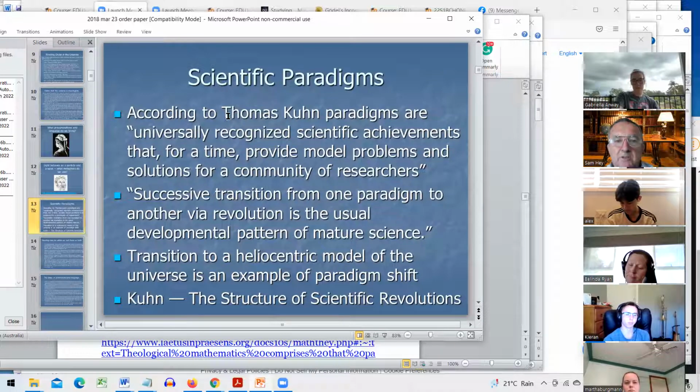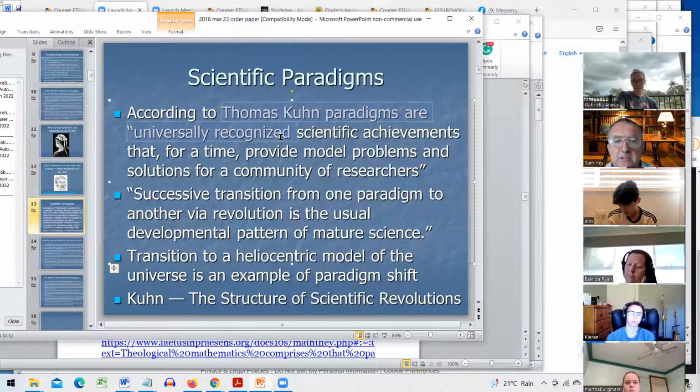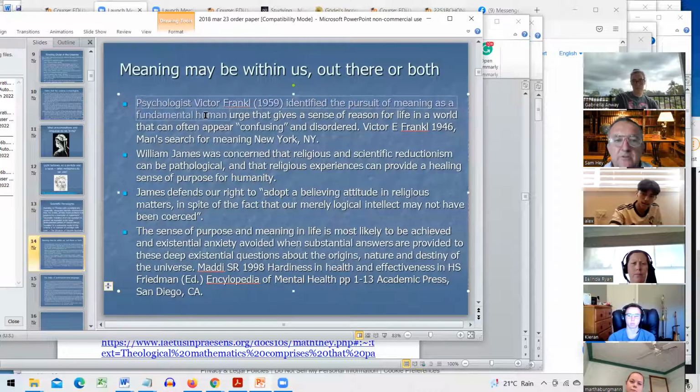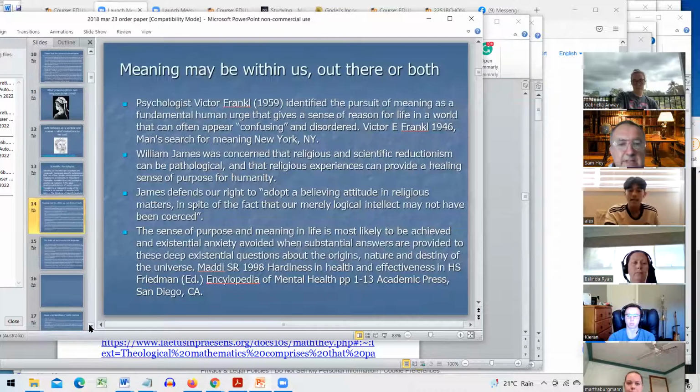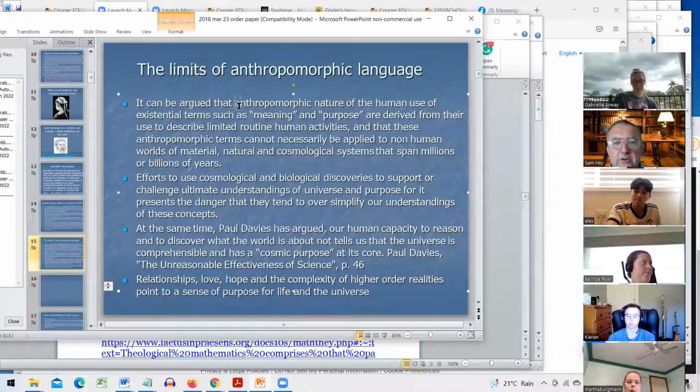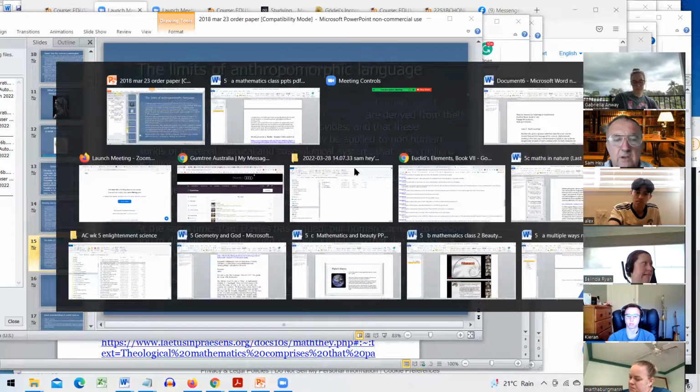So scientific paradigms, Thomas Kuhn said that paradigms are universally recognized. They provide models for communities of researchers. So it's worldview, it's the way in which we look at the world. Psychologist Viktor Frankl identified the pursuit of meaning as a human urge that challenges us to make sense of the universe in which we live. And the anthropic nature of meaning and purpose is the way we see it, but we would say that it fits with God's design for us.